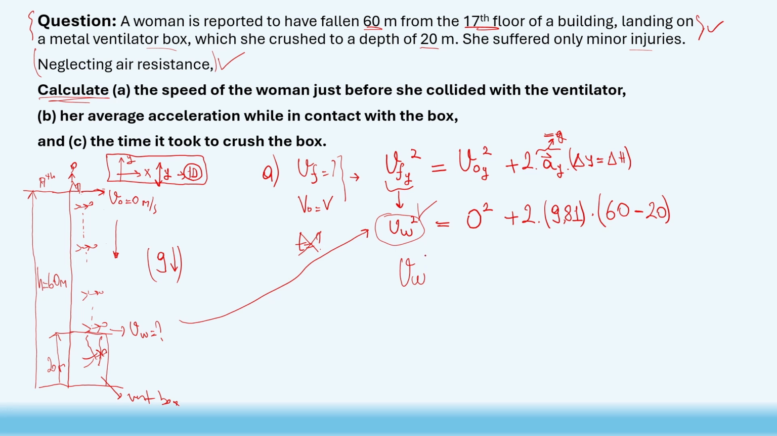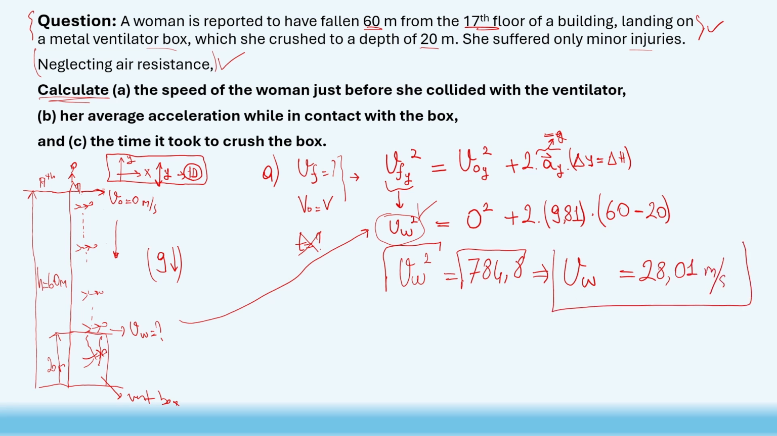The square of the woman's speed before impact equals 784.8. Now I'm taking the square root on both sides. The woman's speed equals, we find it to be 28.01 meters per second. So, just before hitting the ventilator box, this woman who fell from the 17th floor reaches a speed of 28.01 meters per second. This way, we are finding our first answer and continuing.